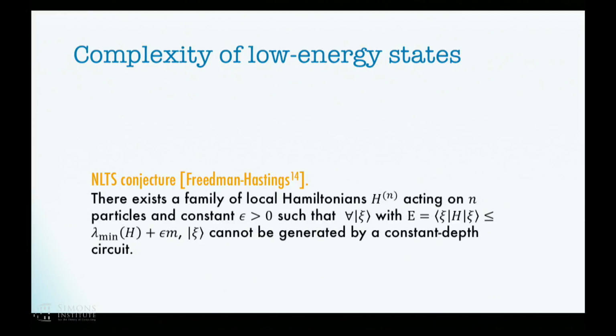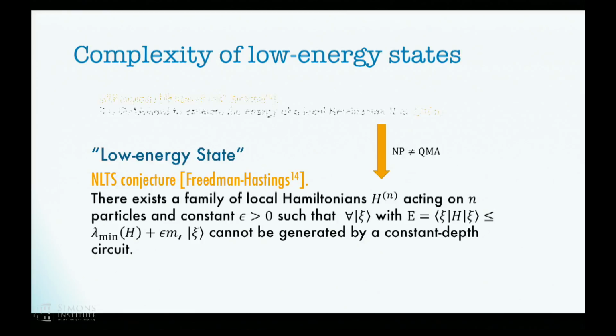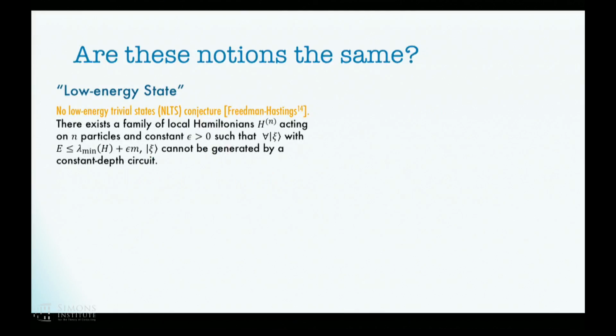And this really is saying, okay, for low energy states, can we classify their complexity? This is actually a very natural and interesting problem to consider, particularly because of its relation to the quantum PCP conjecture. And it's an implication under a very plausible assumption, NP does not equal QMA. Okay, so there is this conjecture, and one might say, is there a similar conjecture for a low error state?